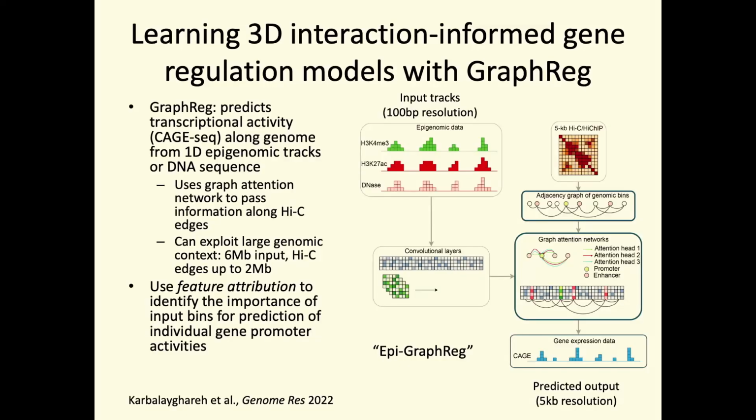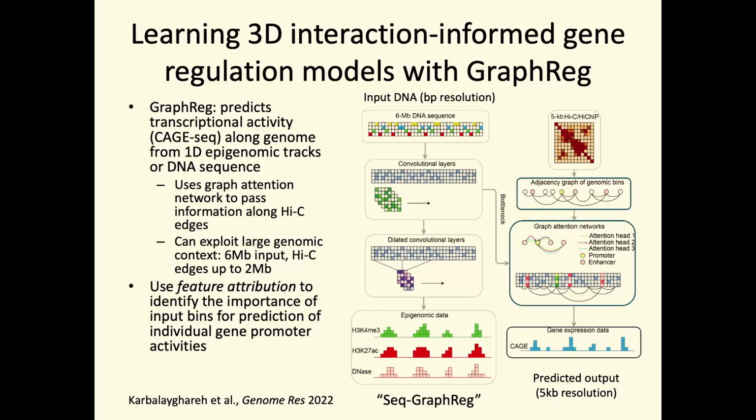And then you can imagine we can take this model and we can do feature attribution for specific genes, figure out what enhancers are important. Okay. So there's another version of this model that starts with DNA sequence. It's actually still the biggest sequence model there is. We're starting with one hot encoding of 6 megabases of DNA.